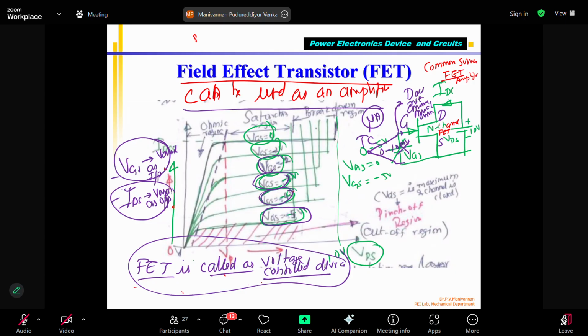That means I am varying my VGS from 0 to, for example, 10 millivolts. Correct? When temperature varies from 0 to 100 degrees centigrade, my thermocouple produces 0 to 10 millivolts. That is given as VGS. My input voltage VGS is varying from 0 to 10 millivolts. This is my sensor input, and the FET doesn't take current. I told you theoretically it should take 0 current, but most of the FETs practically available may take microamps or nanoamps, so it can be neglected.